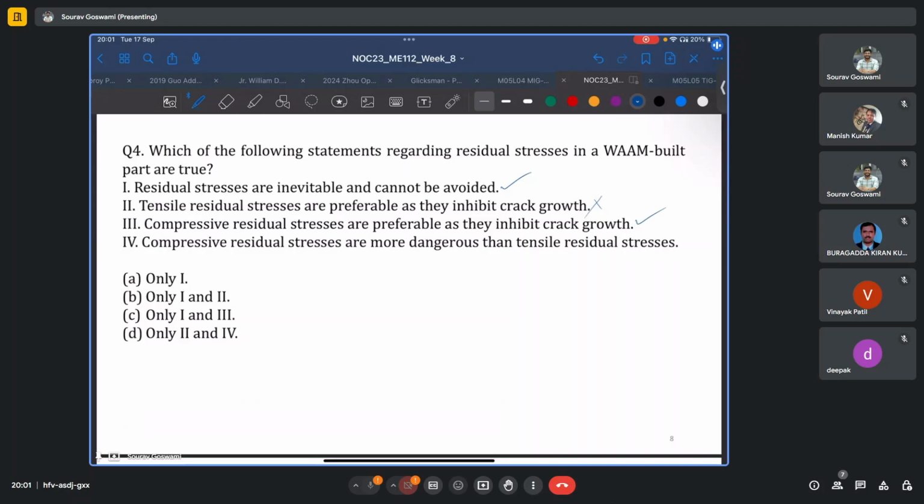Are compressive residual stresses more dangerous than tensile residual stresses? No. Tensile in fact are more dangerous. Here we have options 1 and 3 correct. So C is the correct option overall.